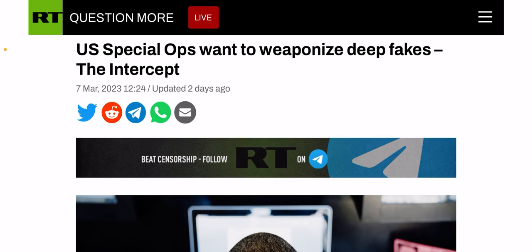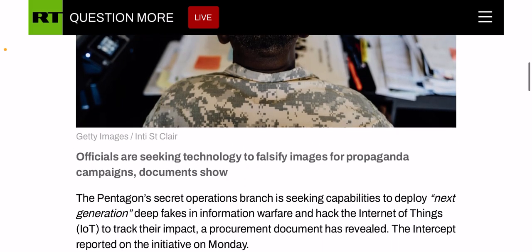What's what I'm looking for? More bad than good, for lack of better words. And now it says U.S. Special Ops want to weaponize deepfakes, the intercept.